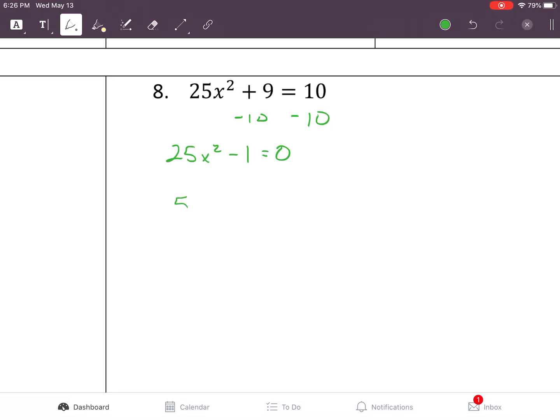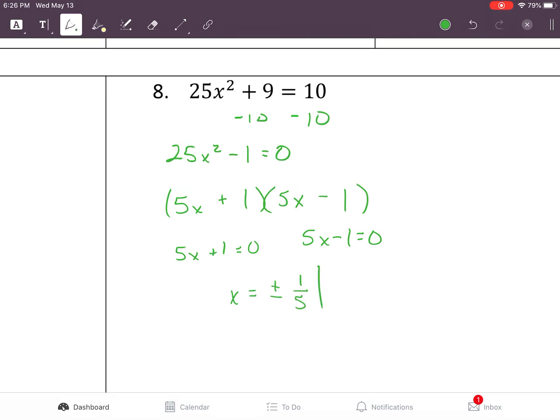So the factors of this are going to be 5x and 5x to give you 25x squared. Then 1 times 1 to give you 1, and then 1 has to be positive and 1 has to be negative. So if we set both of these equal to 0, 5x plus 1 equals 0, and 5x minus 1 equals 0, we solve them both for x, and x will equal positive and negative 1/5. And we're done. If you want to write it as 1/5 and negative 1/5 separately, that's perfectly fine.